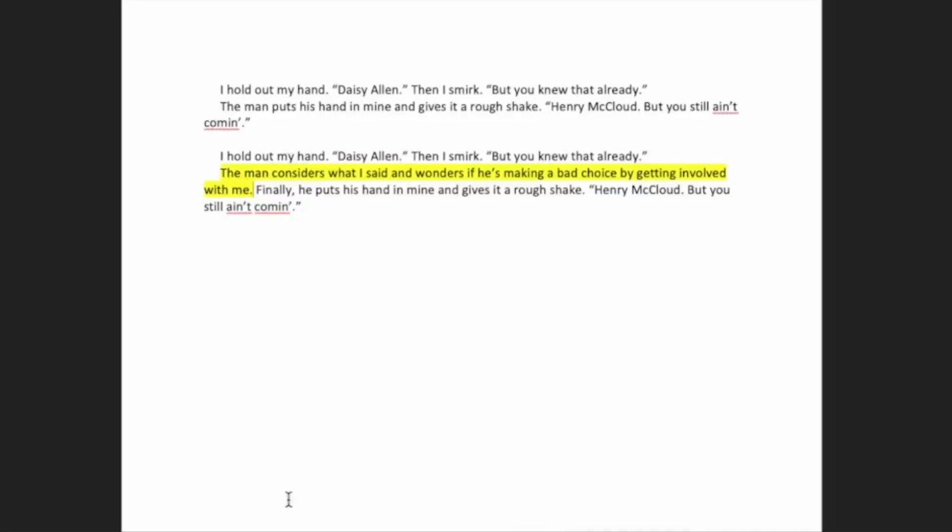So here we go. I hold out my hand. "Daisy Allen." Then I smirk. "But you knew that already." The man considers what I said and wonders if he's making a bad choice by getting involved with me. Finally, he puts his hand in mine and gives it a rough shake. "Henry McLeod. But you still ain't coming."